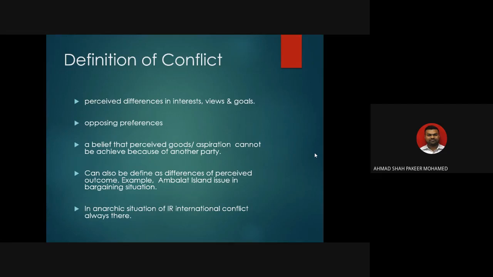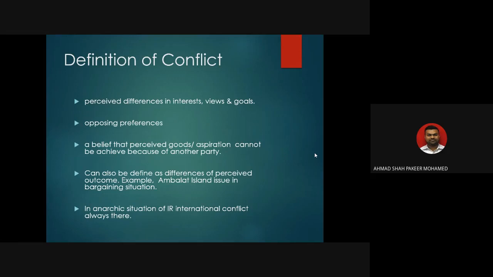Okay, so every person has their own interest. Every group has their own interest. Every state has their own interest. So it depends on what kind of goal they want. Okay, so conflict also means opposed preferences, for example, a belief that perceived good aspirations cannot be achieved because of the other party. And conflict can also be defined as a difference of perceived outcome.